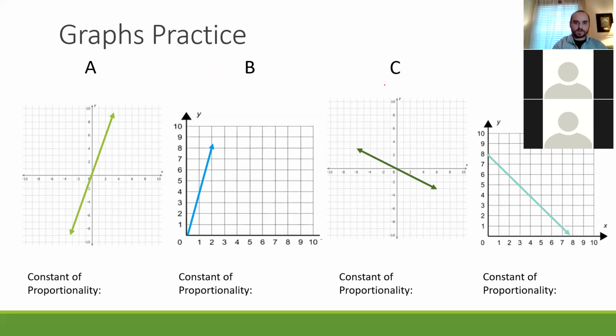Okay. All right. So D does not have a constant of proportionality because it is not direct variation. So we can say none over here.